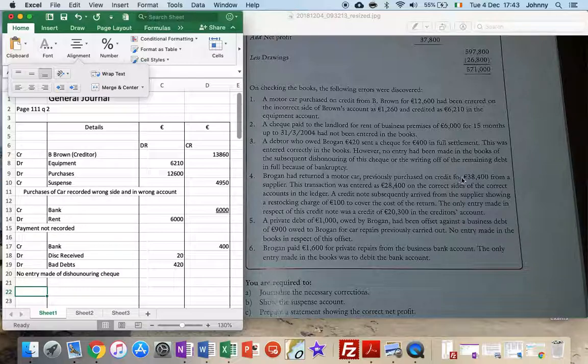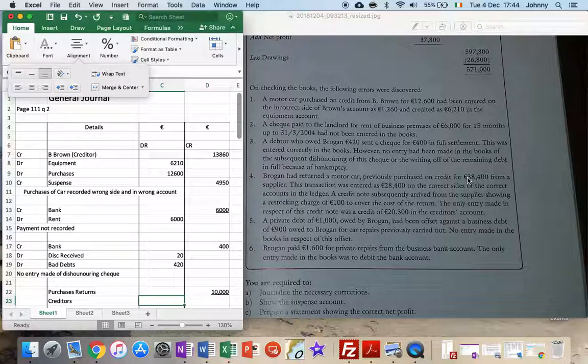So I returned a car and it was entered as 10 grand less on the correct side of the correct accounts. So I need to add an extra 10 grand for returning goods. So it's purchase returns. And the people who I owe money to are creditors. Purchases would be debit. So purchase returns is the opposite. And I need to have 10 grand more purchase returns.